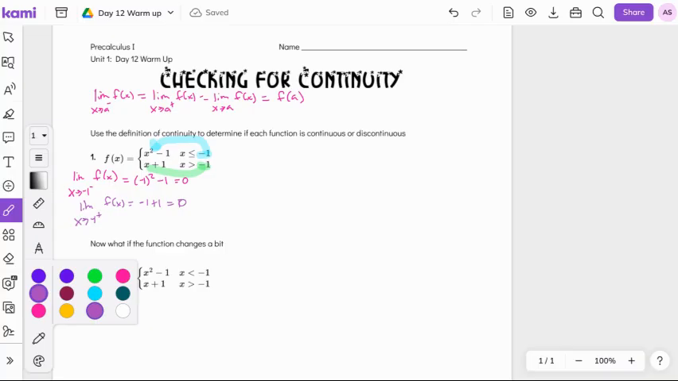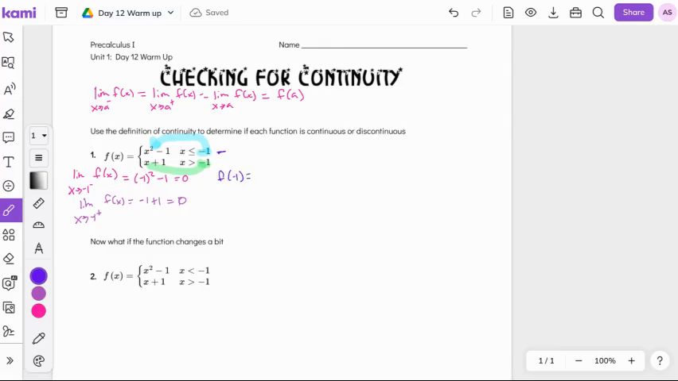We also need to calculate f of -1. In order for f of -1 to be defined, we have to decide which part of the function -1 is defined in. And so -1 is defined in that particular function. So we know that f of -1 is going to equal -1 squared, which is equal to 0. And so we can say that our function is continuous because we know that the limit from the left is equal to the limit from the right, which is equal to the plain limit, which is equal to the function value at -1.